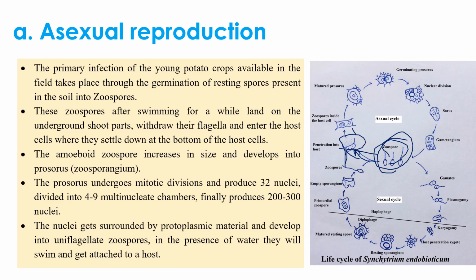Slowly, the zoospores start penetrating by shedding the flagella outside, and once it enters, it produces an amoeboid structure called the prosorus. Then repeated divisions happen, and the single zoospore produces a large number of zoospores. This is generally called the prosorus, with 4 to 9 membranes. At the end of the process it produces around 200 to 300 nuclei, and the protoplasmic material gets separated and each portion behaves like a new zoospore. This is the asexual cycle.